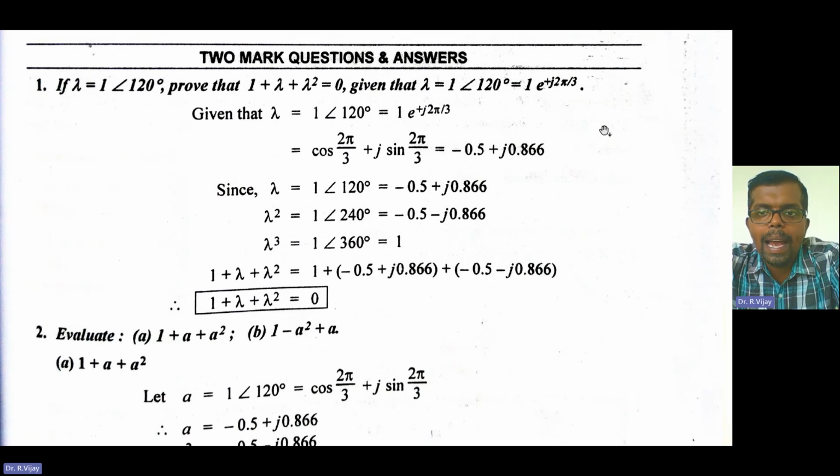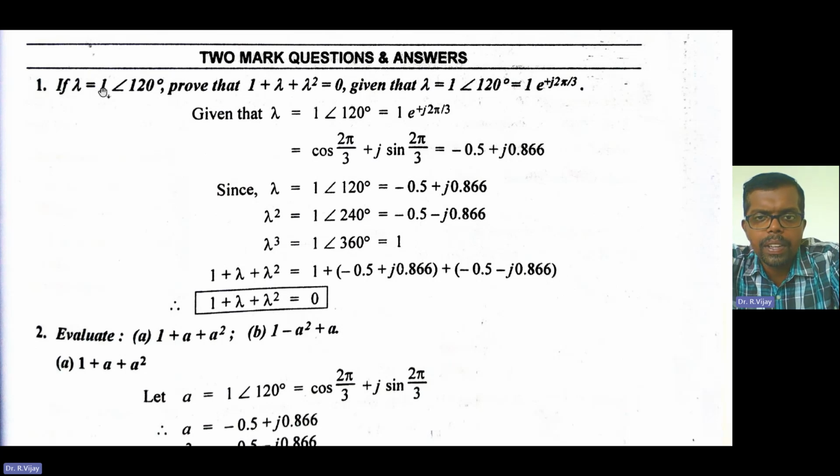Like that also they may ask in your exams. If you're studying at the undergraduate level, like BE or BTech, this kind of problem they may repeatedly ask. Prove that 1 plus a plus a squared is equal to 0. That also they may ask. Sometimes they may give some other notations and tell you the value of that notation clearly. In whatever way they ask, you need to solve that problem, and it is very simple.